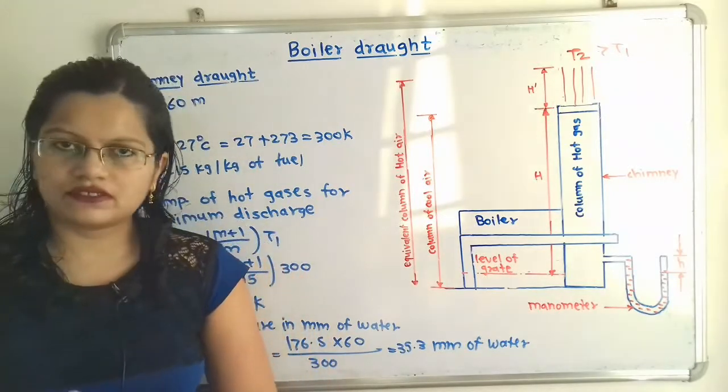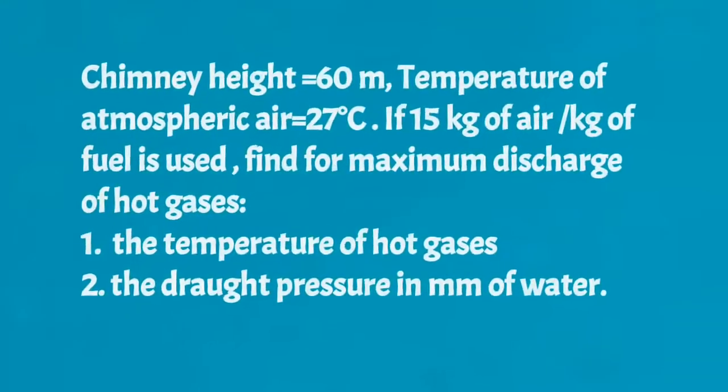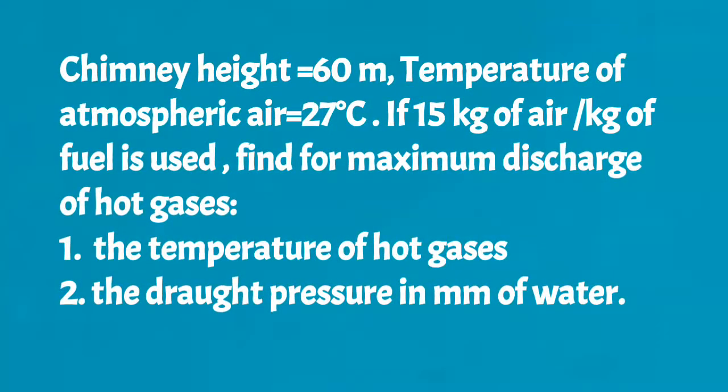Now we will solve the problem for the condition of maximum discharge through chimney. I will read what is the given question. Chimney height 60 meter, temperature of atmospheric air is equal to 27 degrees Celsius. If 15 kg of air per kilogram of fuel is used, find the maximum discharge of hot gases. First, the temperature of hot gases and the draught pressure in millimeter of water. So this was the given question.